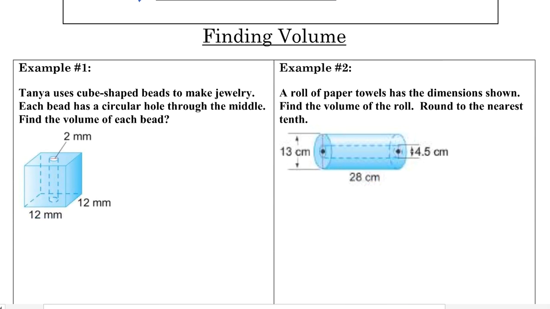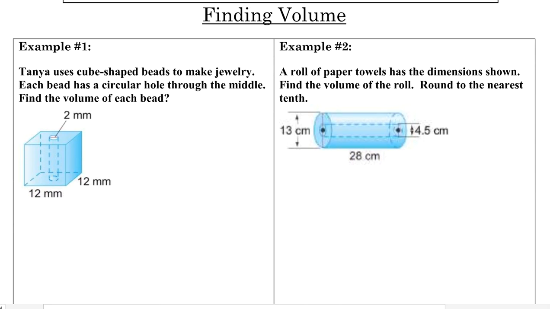When you have composite figures, you have figures that either add on top of each other, so they sit on top of each other to create a larger figure, or you have one within another, which you then have to use subtraction to help you figure out your total volume. So for example 1, we see that Tanya uses cube-shaped beads to make jewelry. Each bead has a circular hole through the middle. Find the volume of each bead.